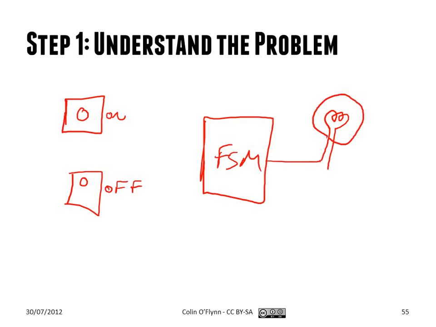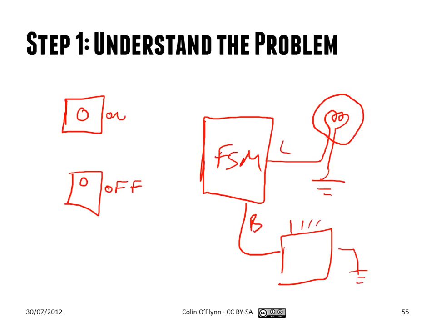And I've also added ground and a buzzer. Assume you just go high to turn it on. So this is the buzzer and this is the lamp, and we have the on and off push buttons. So we want to move between the on and off states.